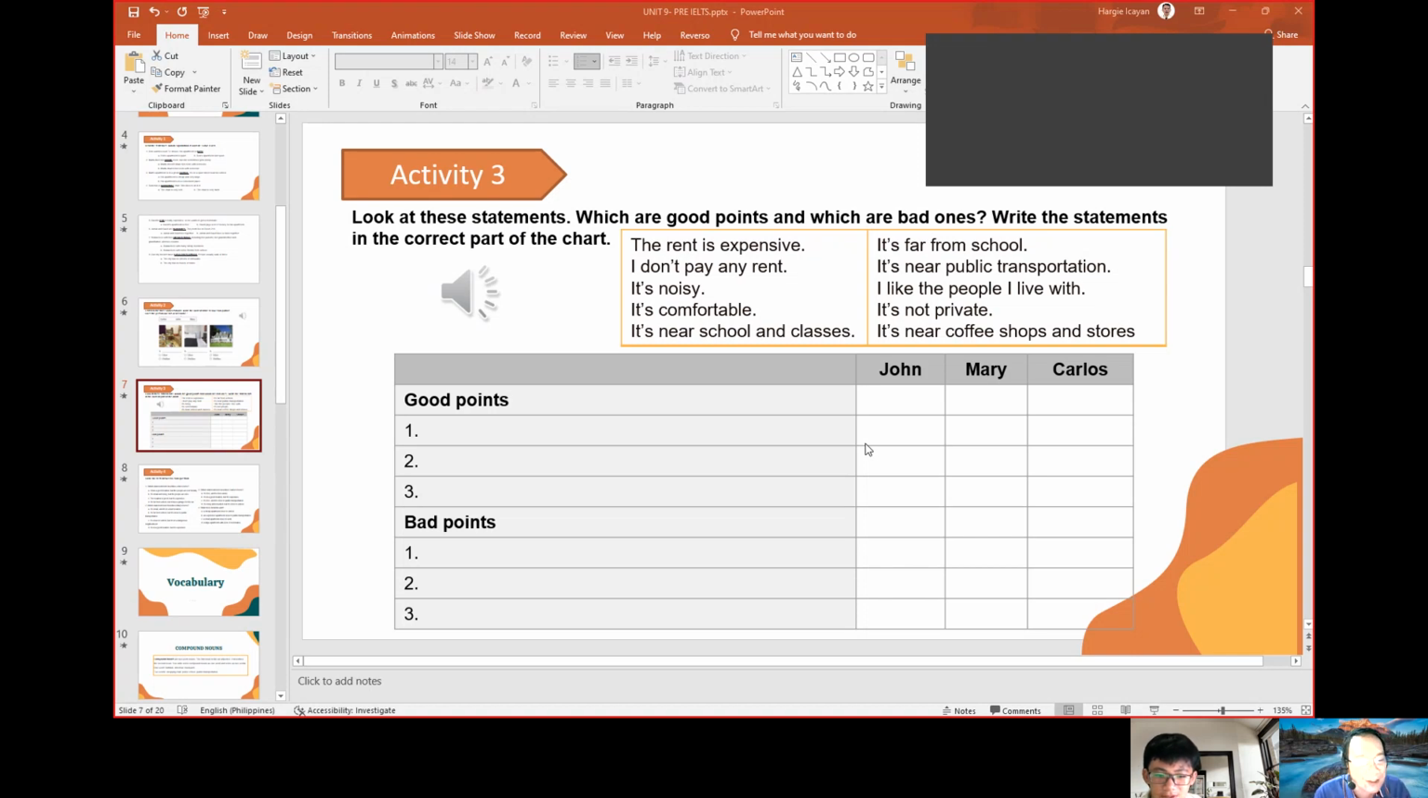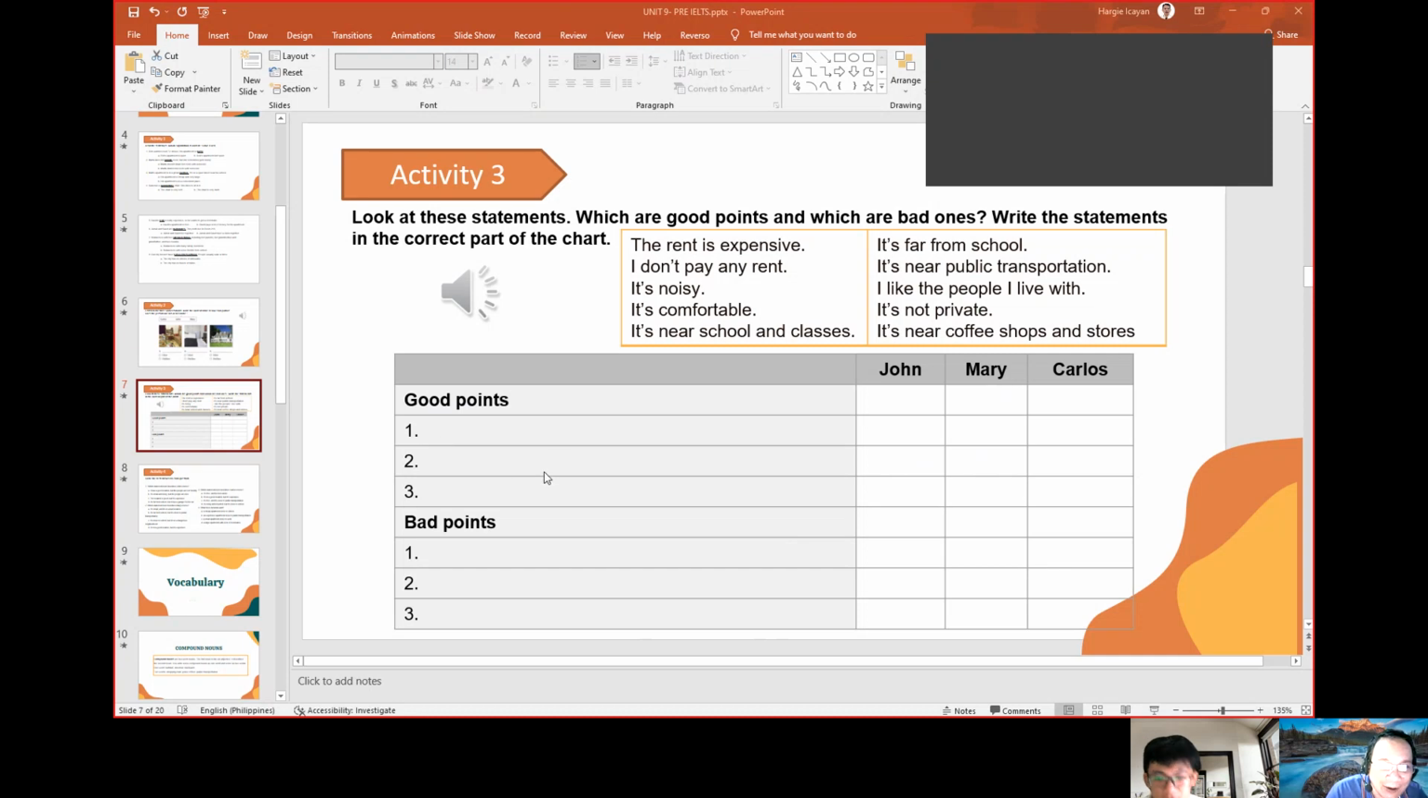Okay, now let's try to find in these particular statements what are the good points and what are the bad points. And then right after that, we have to check what the bad points are coming from John, what the good points are coming from Mary, and what the bad points or good points are coming from Carlos. Okay, first, good points.